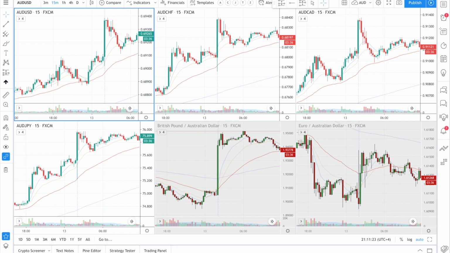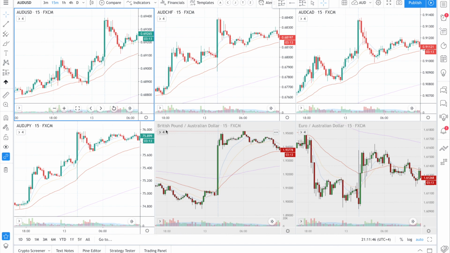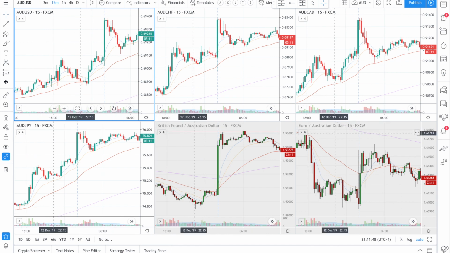All right, correlation is a hidden tool which you can use to your advantage that has not been able to show on one single chart. For example, let me show you something here. So let's take this example of the Aussie group. Notice all of these pairs have Aussie in common. There's Aussie USD, Aussie Swiss, Aussie CAD, Aussie Yen, Pound Aussie, and Euro Aussie.